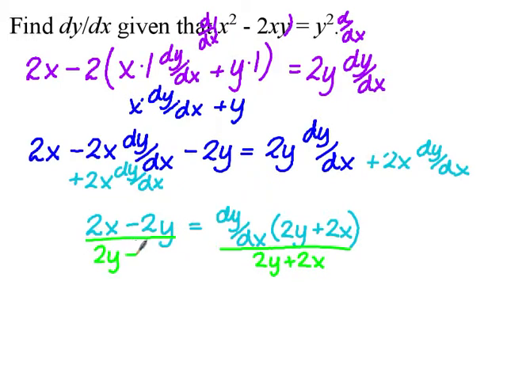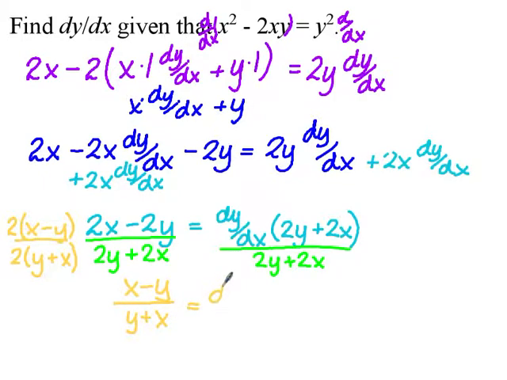Now I have a question for you. What do you notice? What cancels? Nothing cancels out with the x's and y's, it stays all. What cancels out? Your 2's. So it leaves you with x minus y over y plus x. And that's going to equal your dy dx.